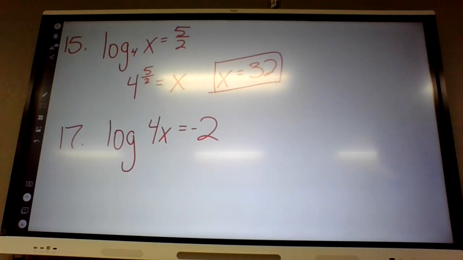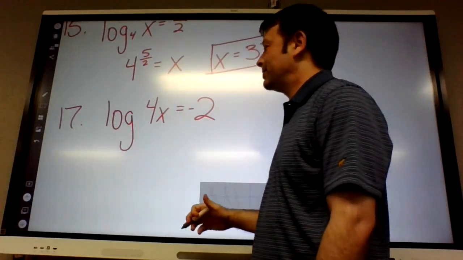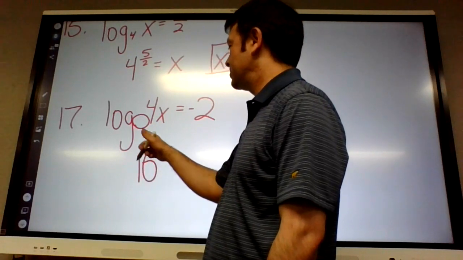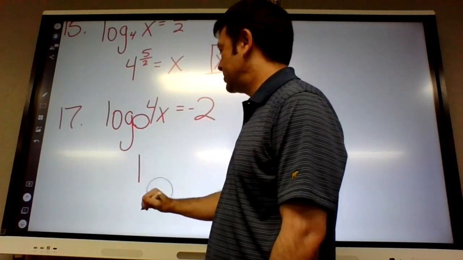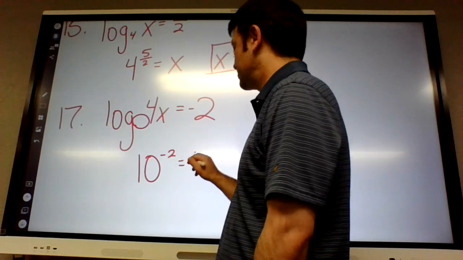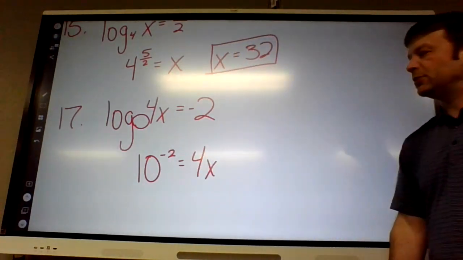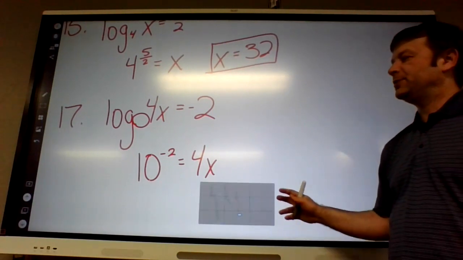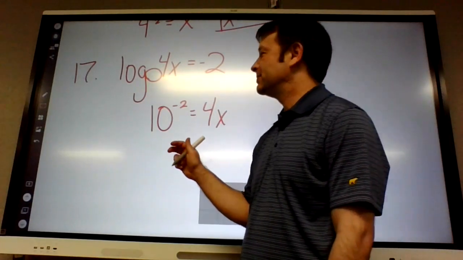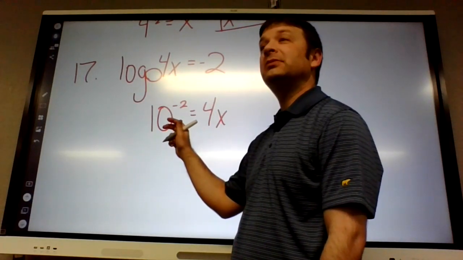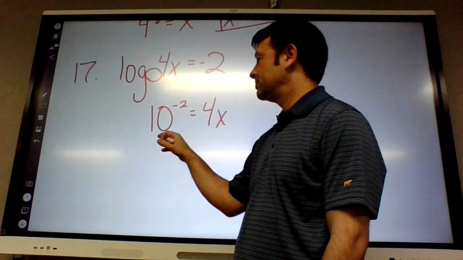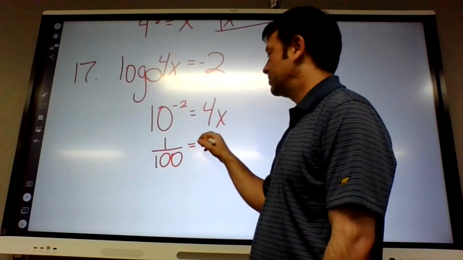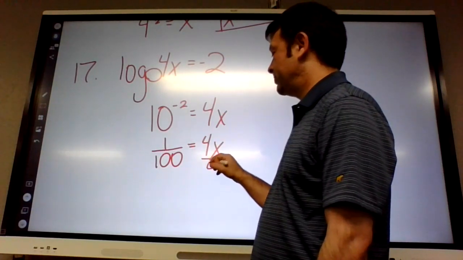Okay, alright, what's the base here? Invisible 10, right? So it's 10 to the negative 2 equals 4x. Do you guys know what 10 to the negative 2 is? 1 over 100? Like divided by 4?